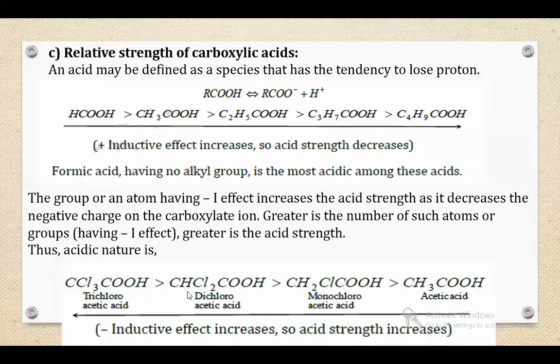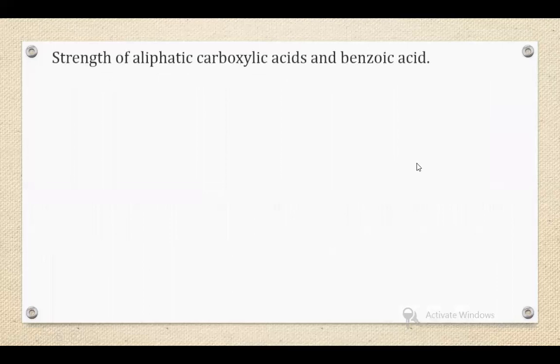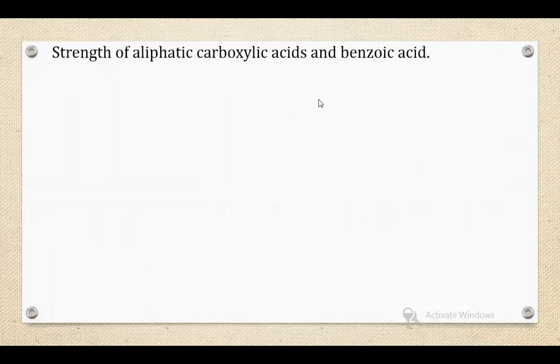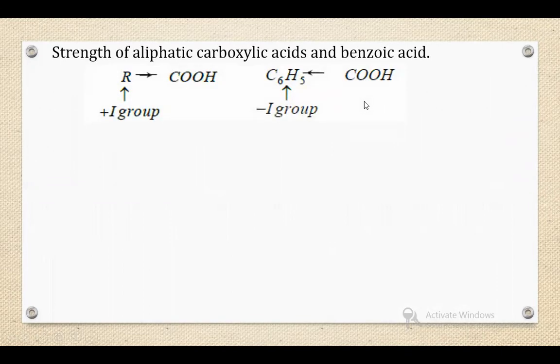Okay. Not only this, we are discussing only the alkyl group. What about the aryl group? If a benzene group is attached to this, consider the strength of aliphatic carboxylic acid and benzoic acid. So this is an aliphatic R group attached to COOH, and this is a C6H5 group attached to COOH. Okay, the difference between R-COOH and C6H5-COOH. So if it is less electron donating, it is nothing but electron accepting.